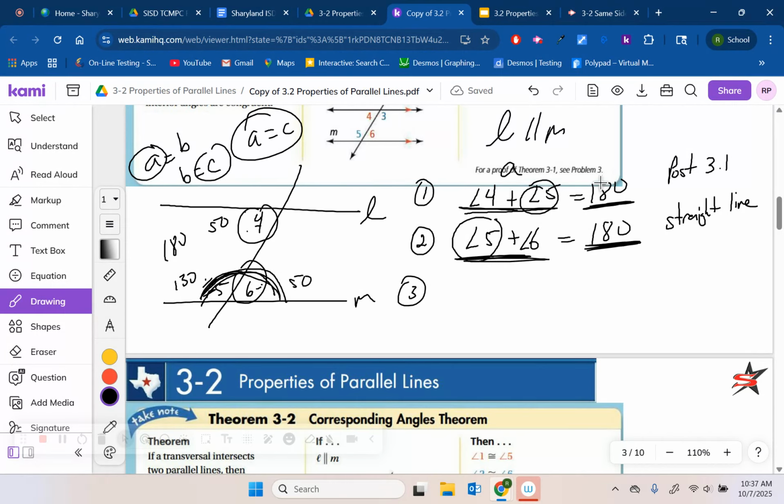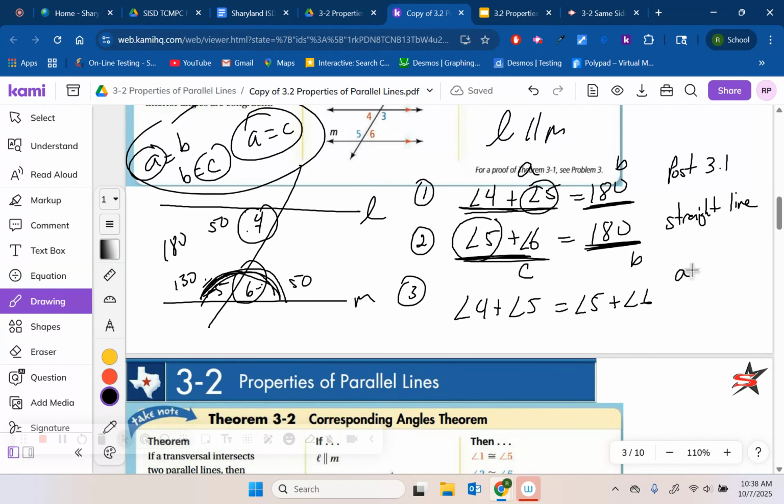And this has a rule to it. It's got a name, but I don't remember all the names. So if you're watching this, ask your teacher. There's a name for this. There are rules for all that stuff.